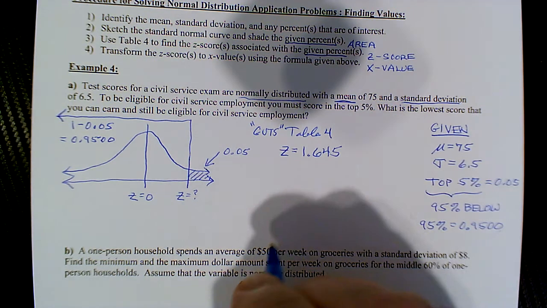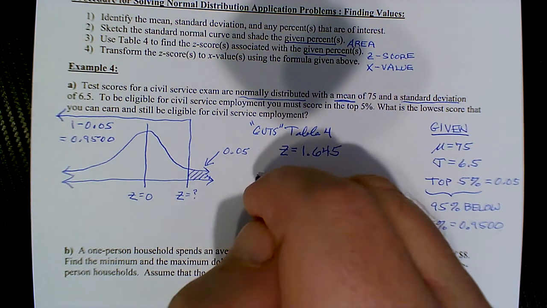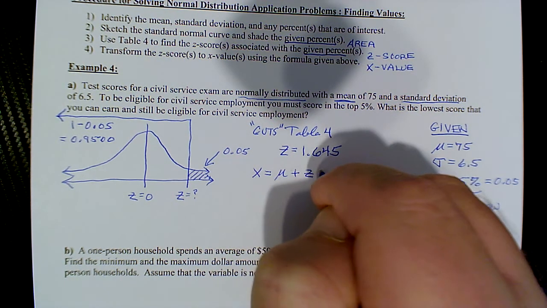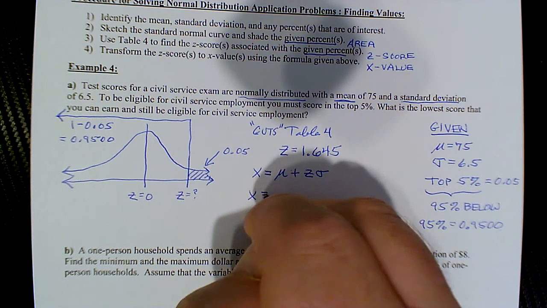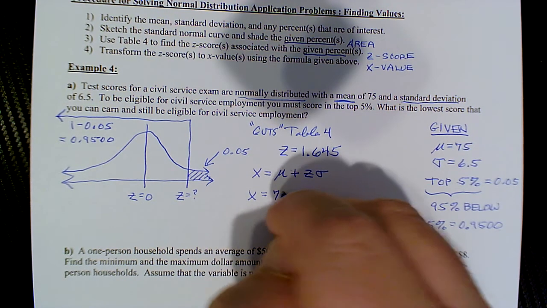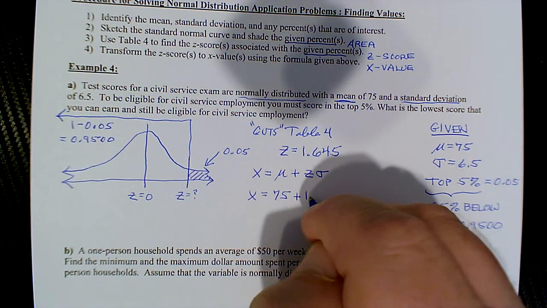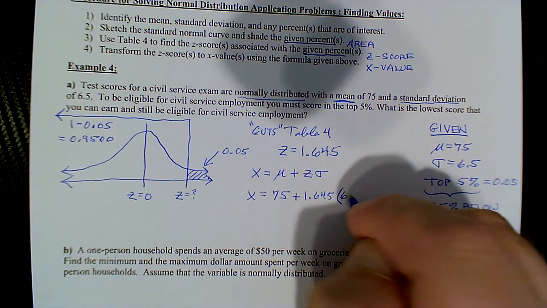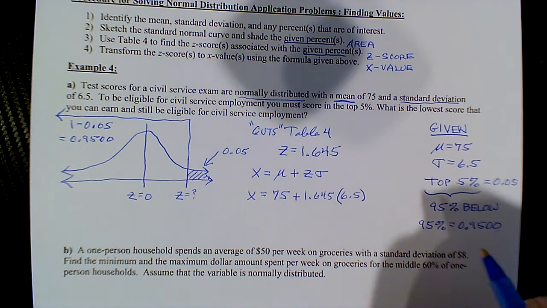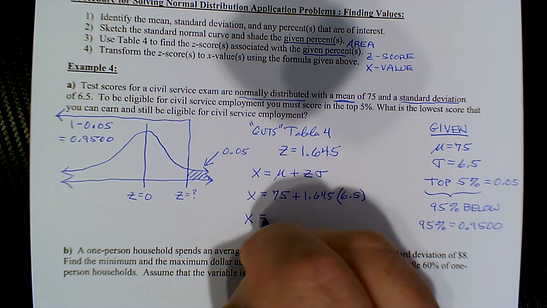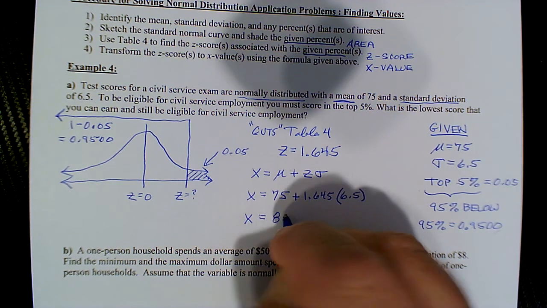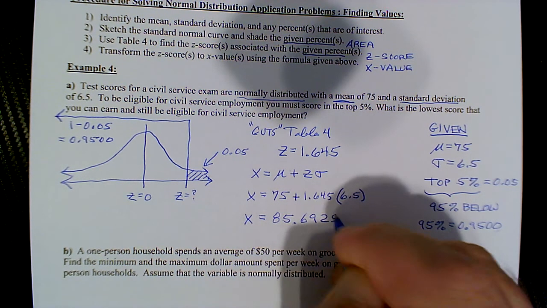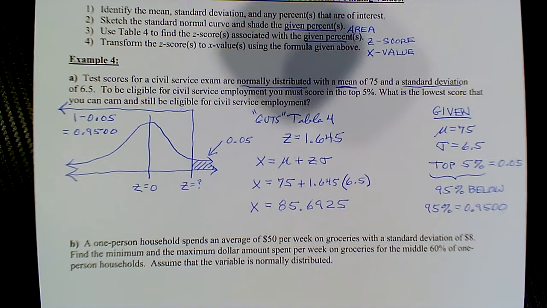Okay, so now we go to our formula for the data value. X is mu plus z times sigma, and just plug in. So mu is 75, so x is 75 plus z, 1.645, times sigma, which was given to be 6.5. And if you crunch all that down, just double check my work here, you get 85.6925, and then just pay attention to where they want you to round.